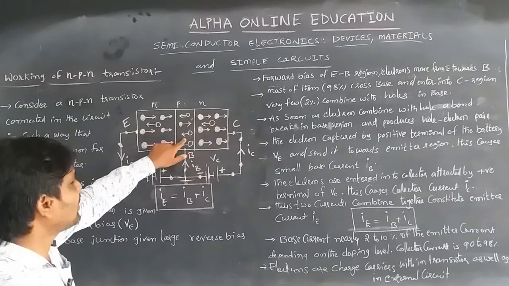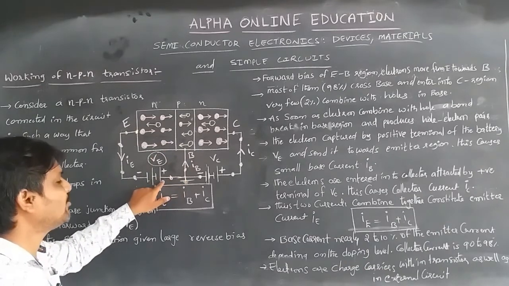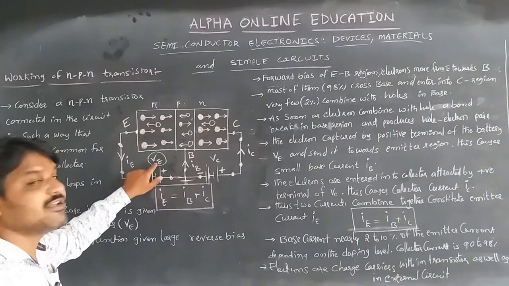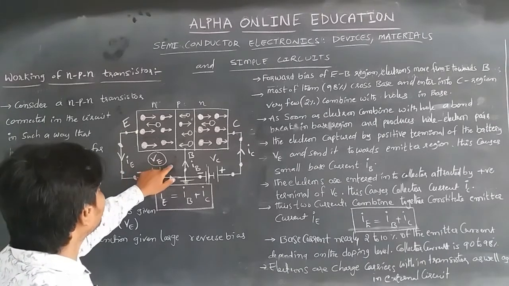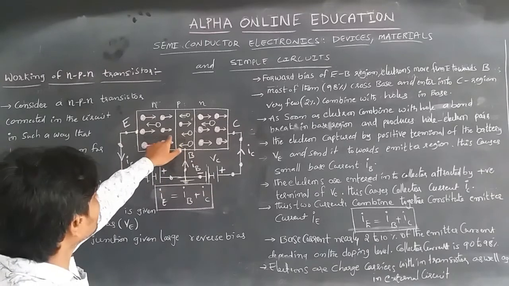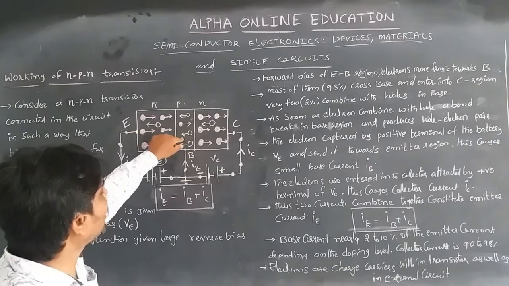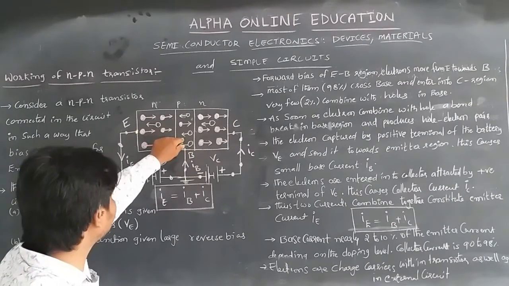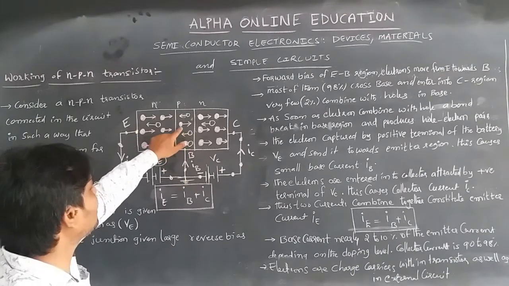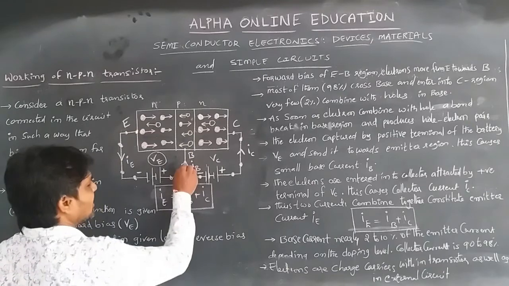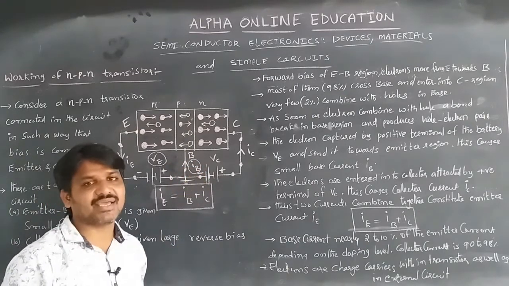The remaining electrons combine with the holes, which are provided by the positive terminal of the battery VE. Whenever electrons combine with the holes in the base, the bond breaks in the base region and produces hole-electron pairs. This constitutes IB, which means base current.